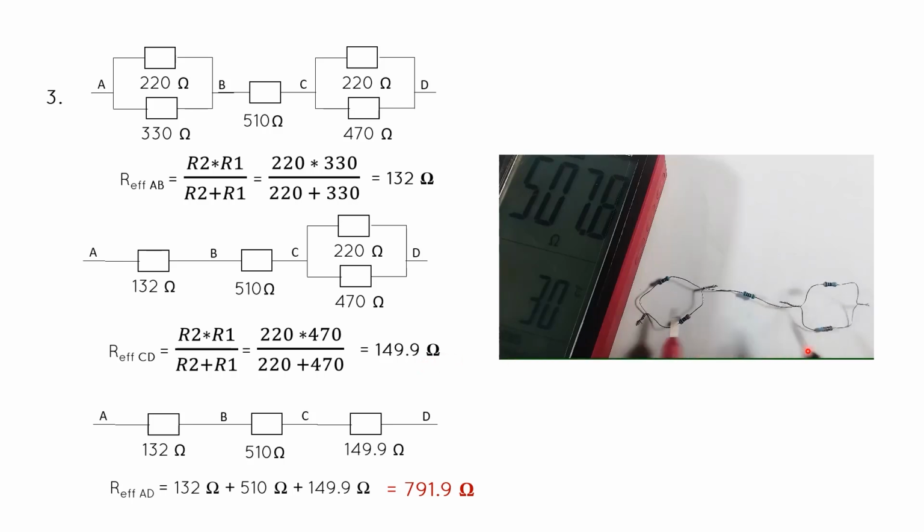All right, so the effective resistance across AD would give us 0.784 kilo ohms. Okay, so that's 784 ohms. Okay, the difference would be because of the tolerance, okay, temperature considerations. So we'll move on to the fourth one.